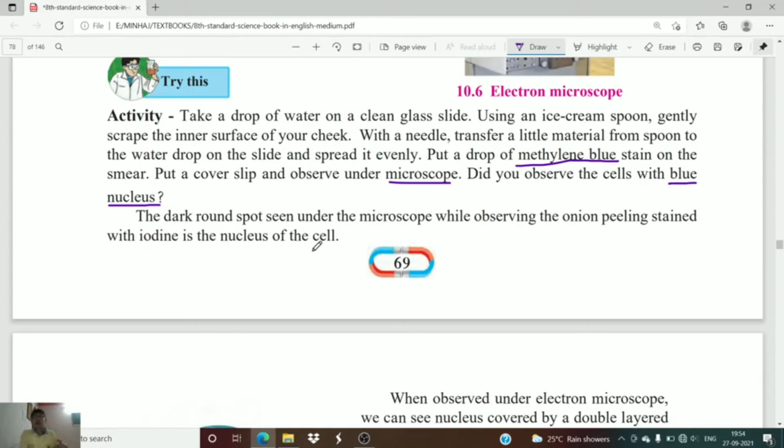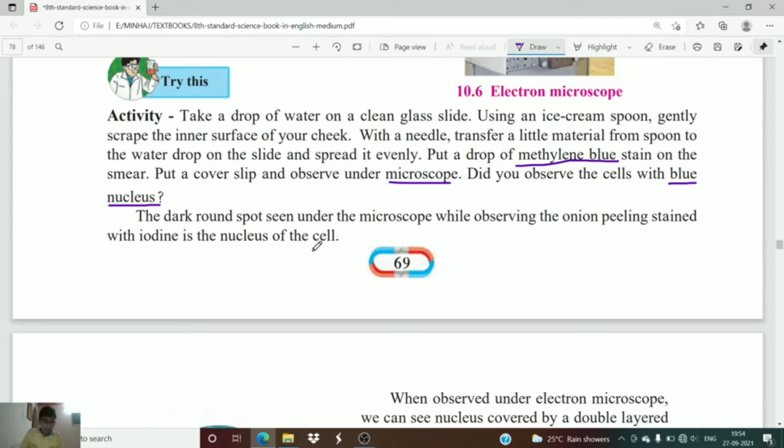Same, we can do the procedure with onion roots. The root of the onion, if we cut it very gently into very fine, very thin pieces, and then observe it under a compound microscope, we have to definitely treat it with other chemicals like HCl and methylene blue, and then we can observe it under a microscope. What we are going to do is see the nucleus of that onion cell, the root of the onion plant.